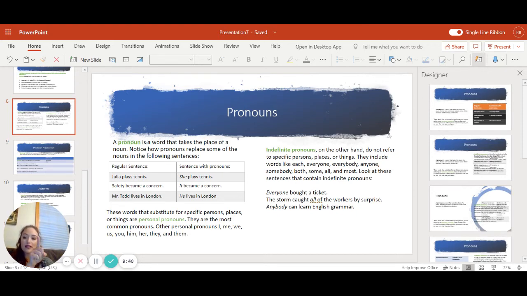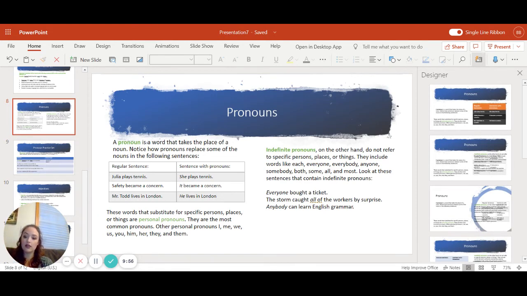Okay, so these words that substitute for specific persons, places, and things are called personal pronouns, right? For a specific person, one person. They are the most common pronouns. Other personal pronouns are I and me, and then we. It's specific because instead of saying we, I can say Brittany and her dog.